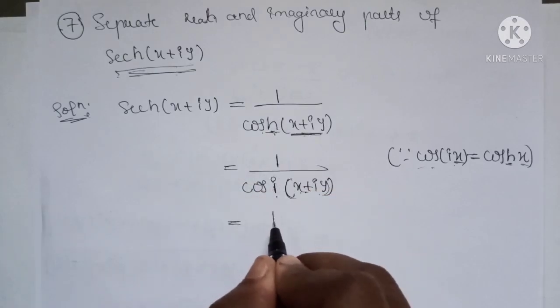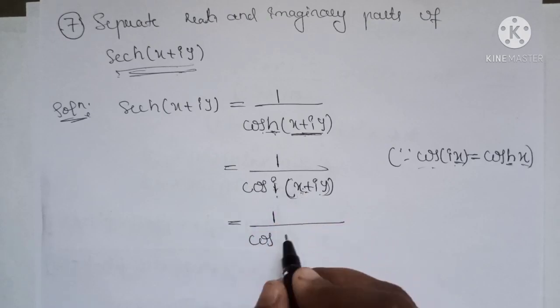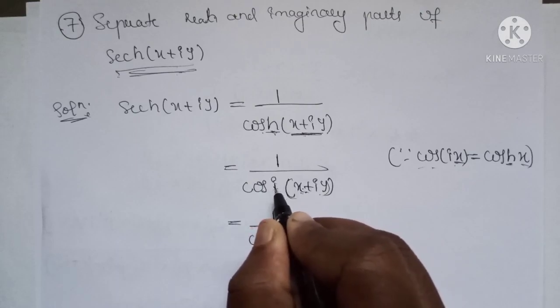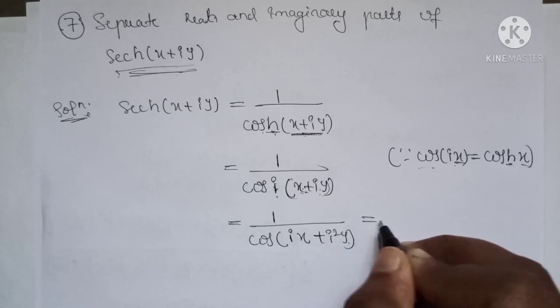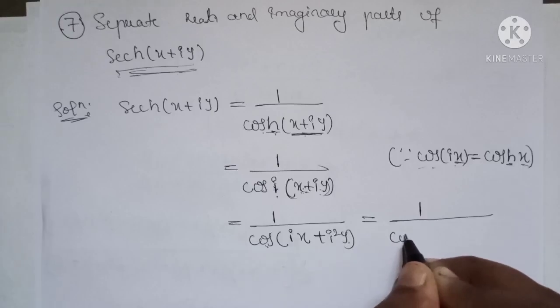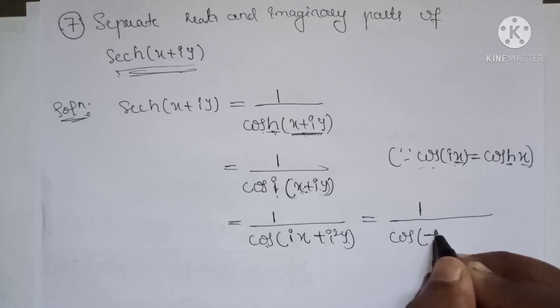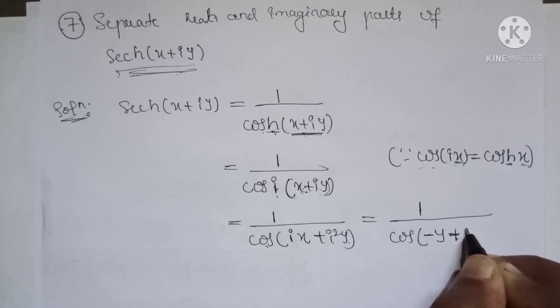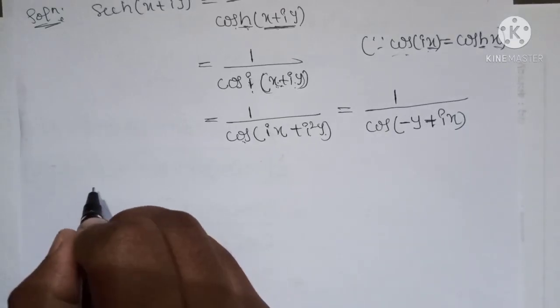Then it can be written as 1 divided by cos, multiply this i with this bracket, we get ix plus i square y. This can be written as 1 divided by cos of, here i square value is minus 1, therefore we get minus y plus ix as it is. Now we divide and multiply.